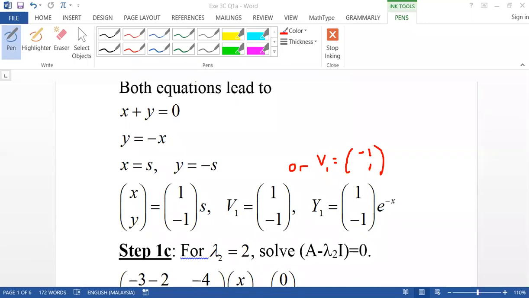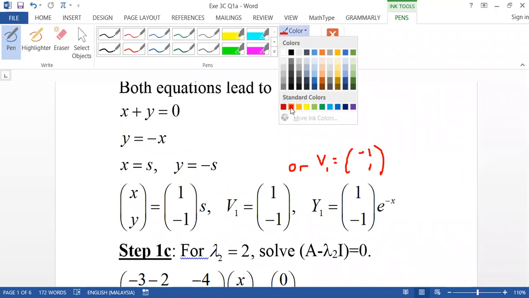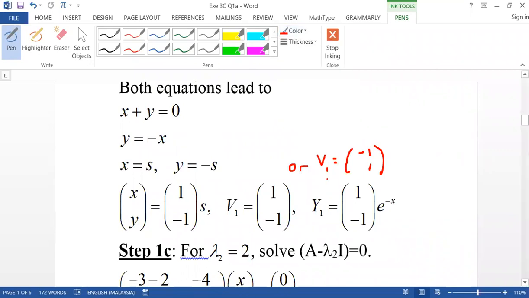So x plus y equal to 0, or y equal to -x. If you let x be s, then y is -s. Taking s equal to 1, you get v1 is 1, negative 1. Or if you let y be s, then x will be negative s, so you may have another version of the answer, v1 is negative 1, 1. Both are acceptable, both are equivalent.